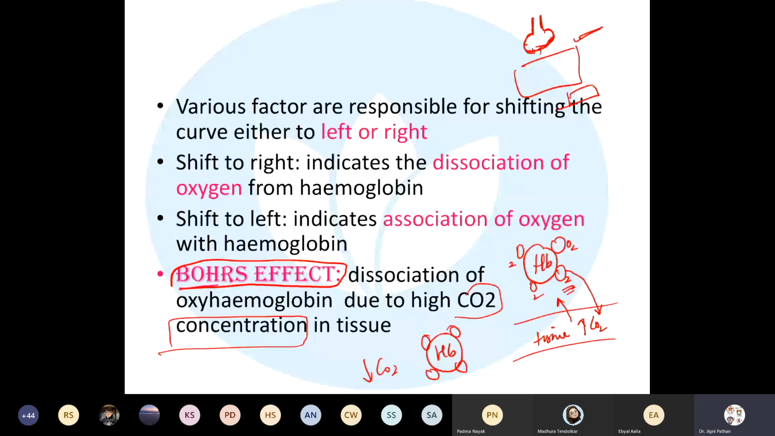Association in the alveoli, it happens, right? Do you agree with me? Association will happen in the alveoli because carbon dioxide contained in the alveoli is less. Partial pressure of carbon dioxide is less in the alveoli. So association will happen there. Dissociation kahan hoga?